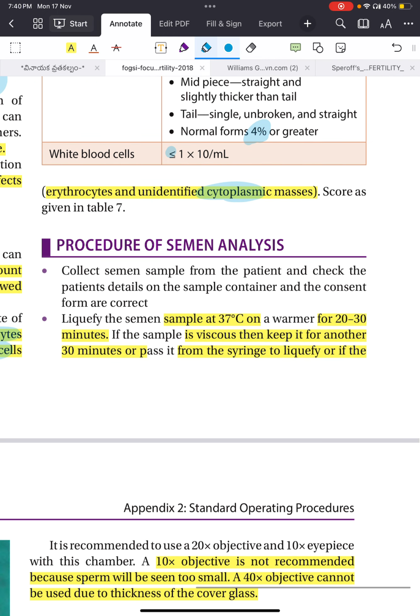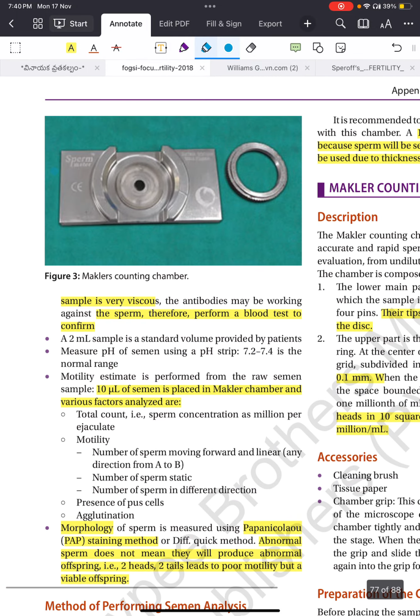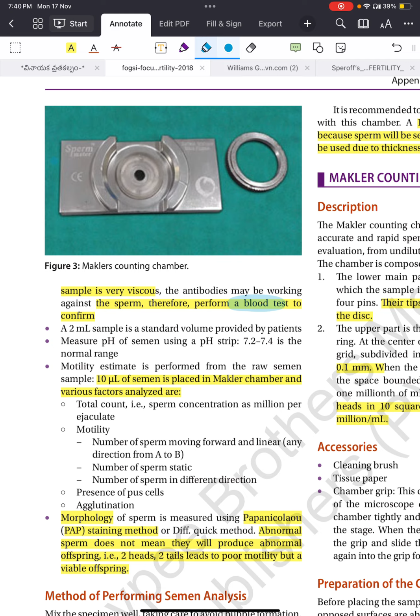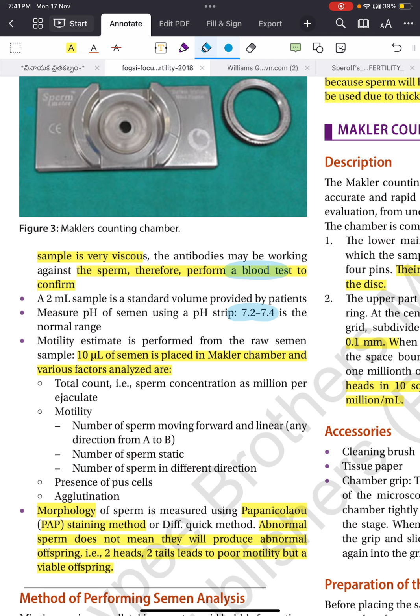So how to collect the sample? After collecting the sample, which I already explained, you will check all the details of the patient and the consent forms. Then liquefy the sample at 37 degrees on a warmer for 20 to 30 minutes. If the sample is viscous, give another 30 minutes. If still viscous, then antibodies are working, so we'll do a blood test for them. A 2 ml sample is the standard volume given by the patient. Measure the pH, which should be 7.2 to 7.4.